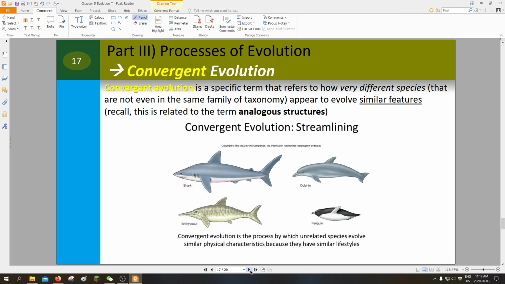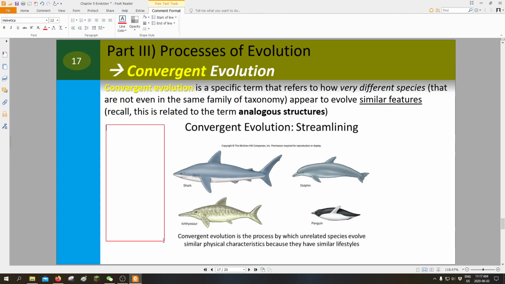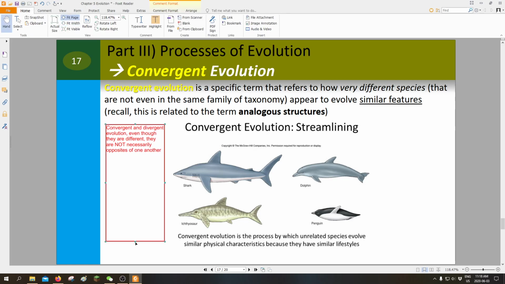All right, processes of evolution. The other one is going to be convergent evolution. Now, one quick note I want to put in here: convergent and divergent evolution, even though they are different, are not necessarily opposites of one another, okay? So don't think about the words. Even though convergent and divergent are opposite words, convergent and divergent evolution are not opposites, okay? You're going to see that in the explanation over here.